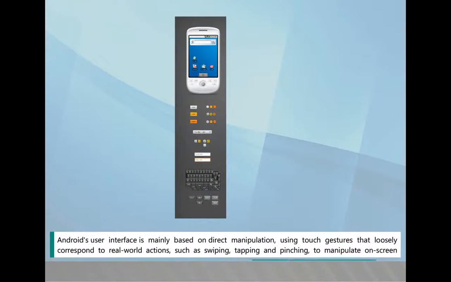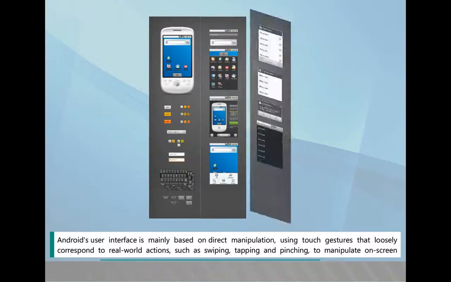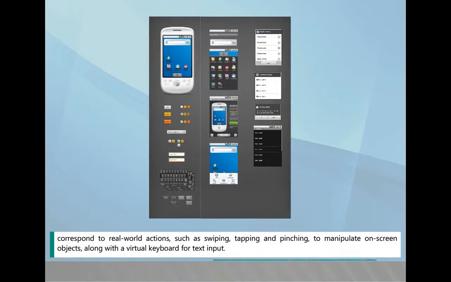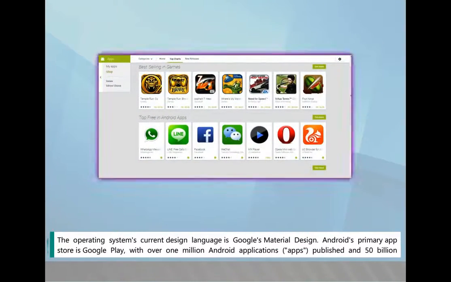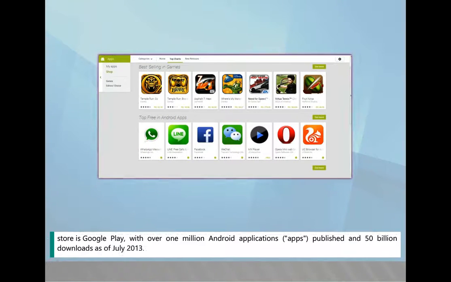Android's user interface is mainly based on direct manipulation using touch gestures that loosely correspond to real-world actions such as swiping, tapping, and pinching to manipulate on-screen objects, along with a virtual keyboard for text input. The operating system's current design language is Google's Material Design. Android's primary app store is Google Play, with over 1 million Android applications, that is apps, published and 50 billion downloads as of July 2013.